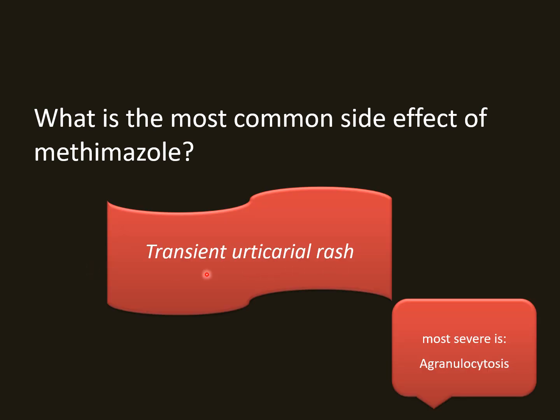Transient urticarial rash. Transient urticarial rash is the most common side effect of methimazole. The most severe is agranulocytosis. So the most common is transient urticarial rash, and the most severe is agranulocytosis.